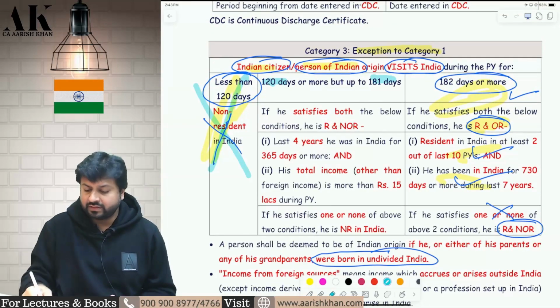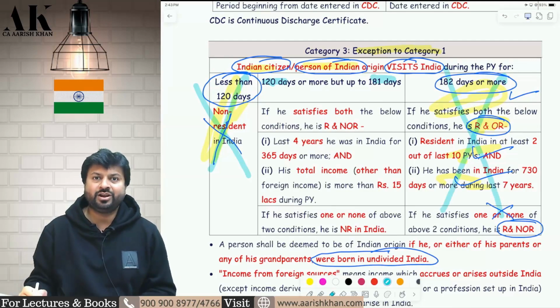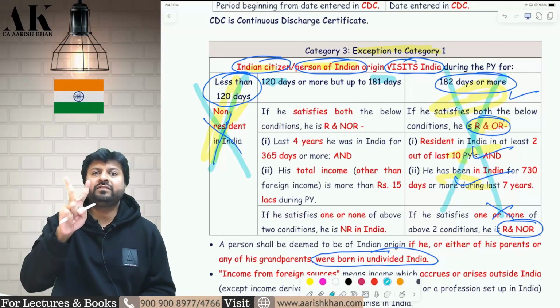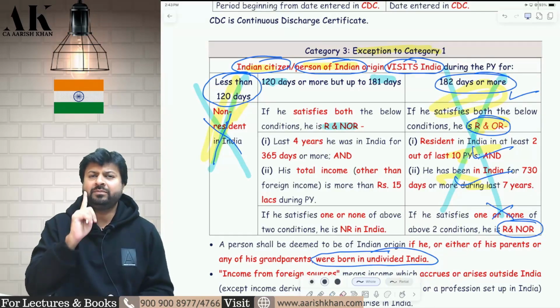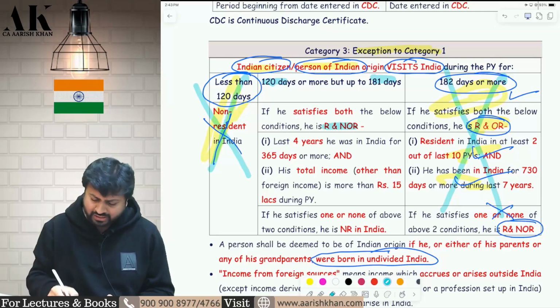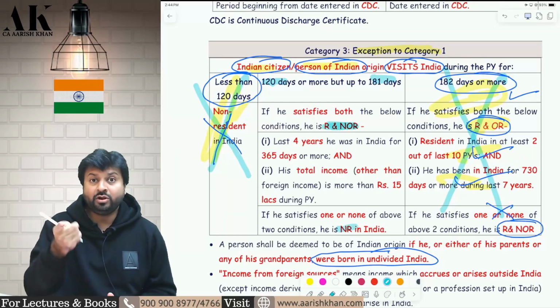Then you will not come in the first column, then you will not come in the third column. Then you will come in the second column, and in the second column, if you fulfill 2 conditions, then you will be called as not ordinary resident. And if you don't fulfill both the conditions, even if you violate one of the conditions, then you will be non-resident.